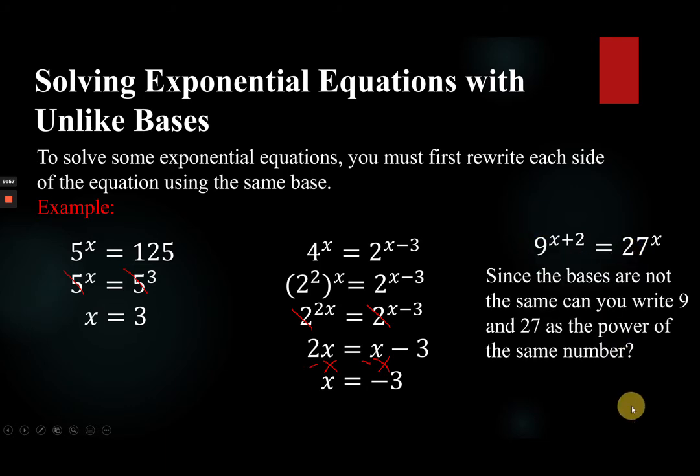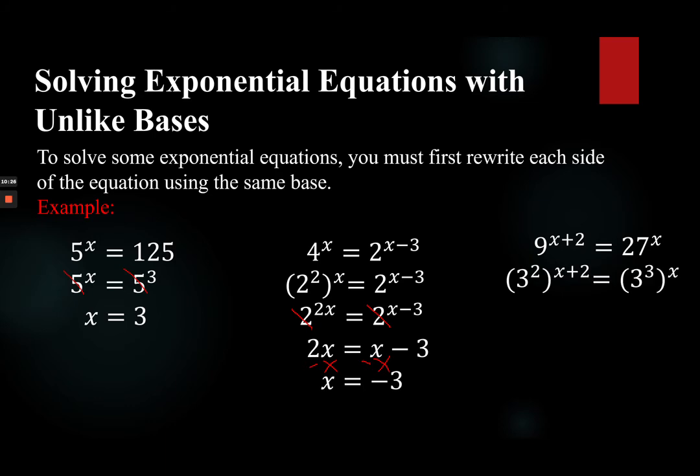So to explain, since the bases are not the same, you can write 9 and 27 as powers of the same base, power of the same number. What do you think? Looking at your power table, the only base that would work is actually 3. 3 squared is 9. 3 cubed is 27. Then 9 will be replaced by 3 squared and 27 will be replaced by 3 cubed. Here it is. And then you're not done. We cannot cancel it yet.